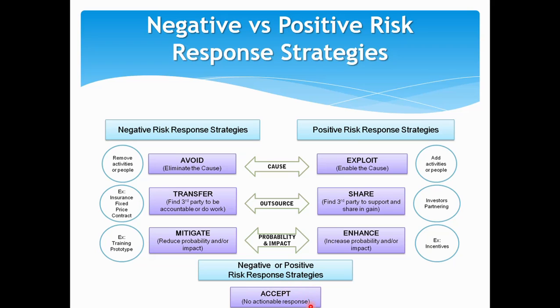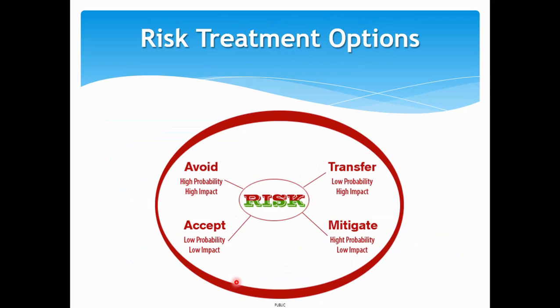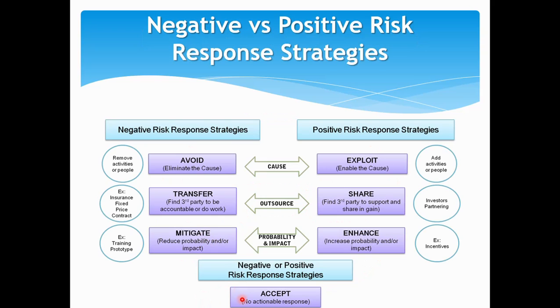The other one is the accept box, which is here in both parts, where there is a low probability and low impact. Where there's a low probability of happening and a low impact, those things from both sides can be accepted.